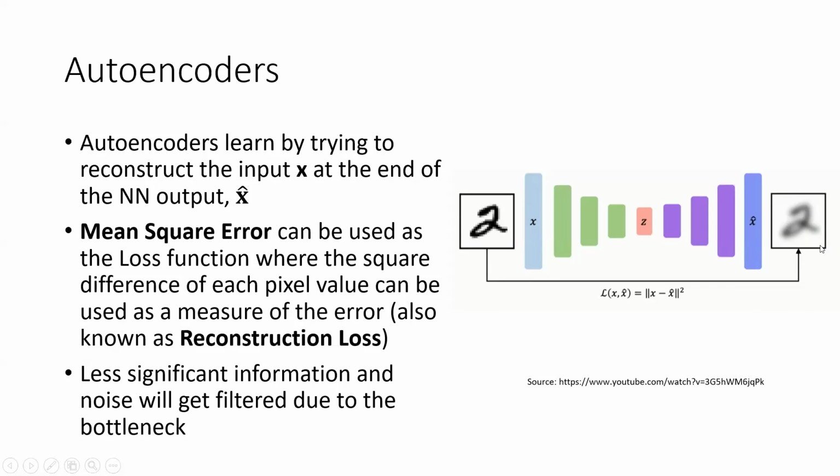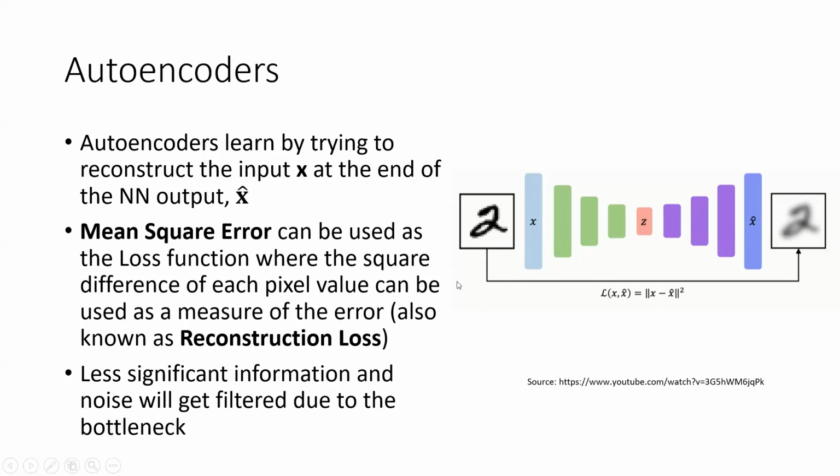So our objective is to make these two images similar. So we are calculating the loss function as the mean square error, and we are trying to reduce this error loss, right? So this loss is also known as the reconstruction loss. The reconstruction means we are trying to reconstruct this image as the output.